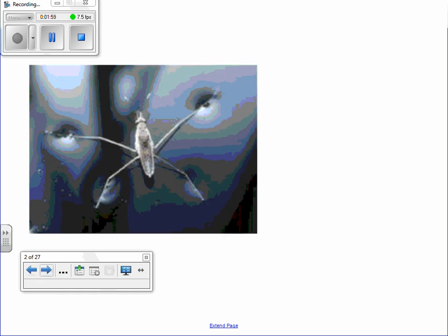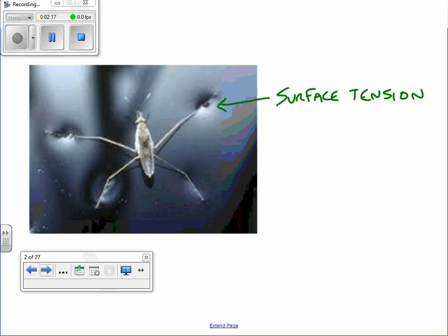Next image, water strider. If you remember seeing images of this or videos of this. Also the Jesus lizard would go with this, or the basilisk. Water strider, you can see, is depressing that water surface yet not breaking it. So we're going to call this surface tension. And why is it that surface tension exists for water? Hydrogen bonds, just like I said. So hydrogen bonds are going to be the reason why.